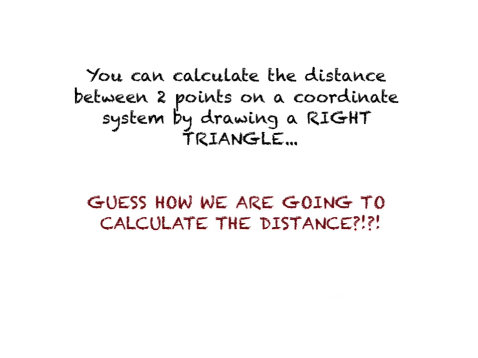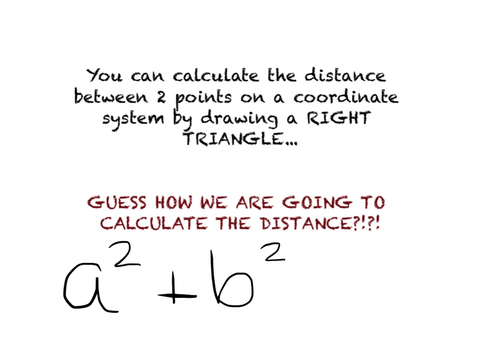Please jot this in your notebook. You can calculate the distance between 2 points on a coordinate system by drawing a right triangle. Because we're calculating distance and we're using a right triangle, guess how we're going to calculate the distance? Any guesses? Did you guess? It's the Pythagorean theorem. So in this lesson, we are again going to be using a squared plus b squared equals c squared. Take a second to make sure you have that jotted in your notebook.